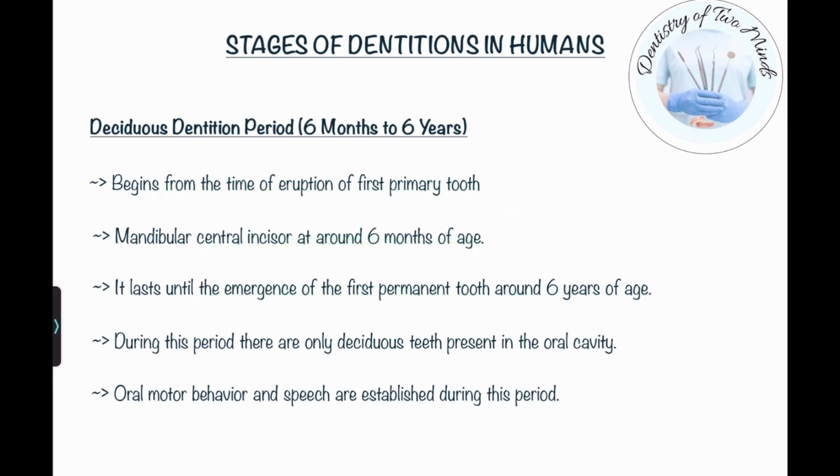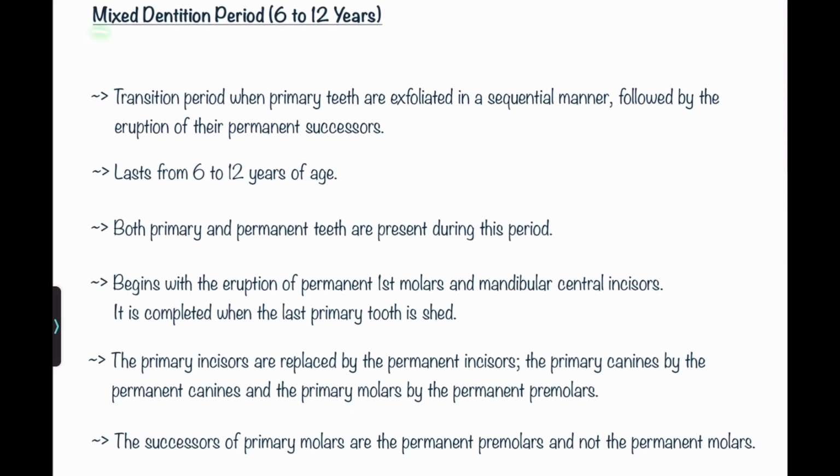During this period, there are only deciduous teeth present in the oral cavity. Oral motor behavior and speech are established during this period. Next is mixed or transitional period. Mixed dentition stage is a transition period when primary teeth are exfoliated in sequential manner, followed by the eruption of their permanent successors. This stage lasts from 6 to 12 years of age. Both primary and permanent teeth are present during this period.